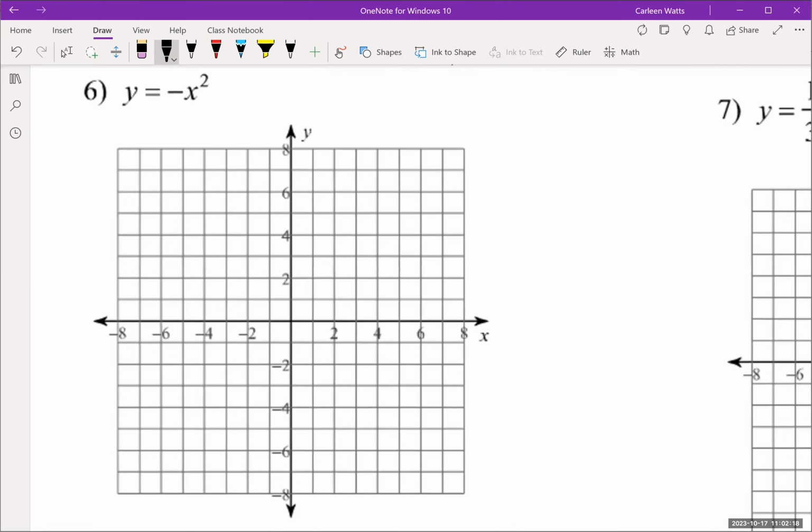Now, what if I put a negative in front? Okay, it's going to flip it. So we are just going to sketch the parent. We're not going to make a table. Okay, so negative x squared is a sad u. We're sketching the parent graph.